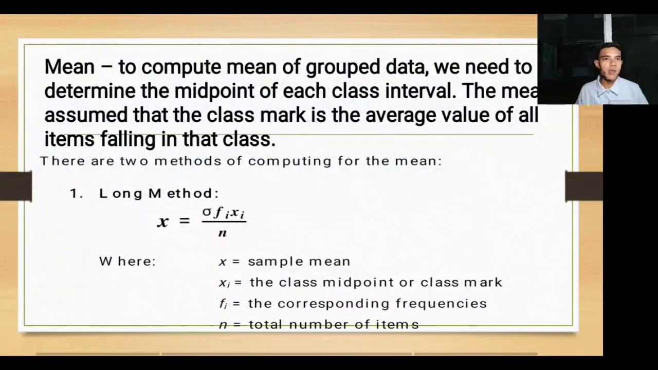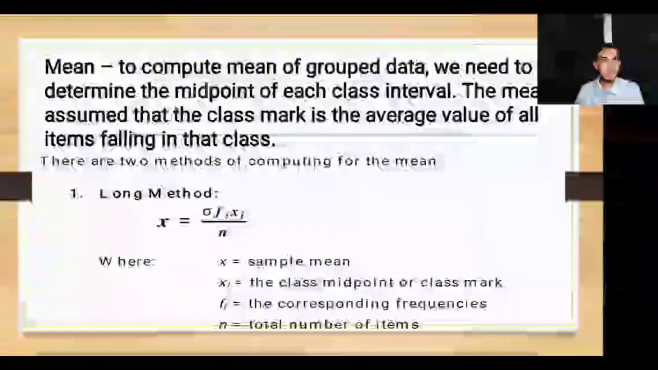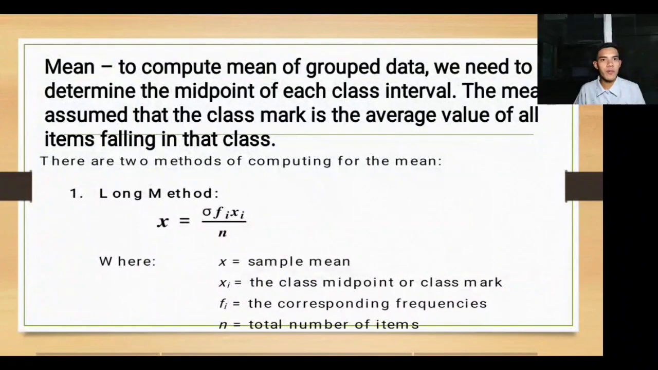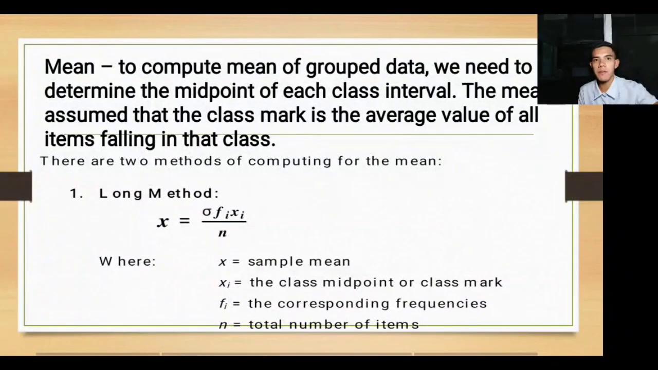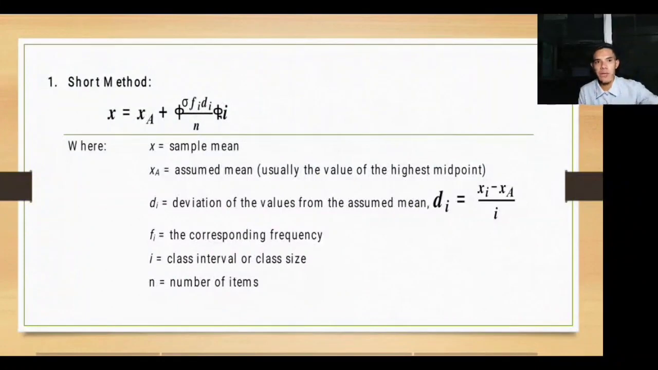Okay? So we have two ways to compute the mean. The first is the long method: x̄ equals the summation of f times x over n. Where x̄ is the sample mean, x sub i is the class midpoint or class mark, f sub i is the corresponding frequency, and n is the total number of items. In the short method, we have x̄ equals the assumed mean, x sub A, plus the summation of f times d over n, multiplied by i, the interval.